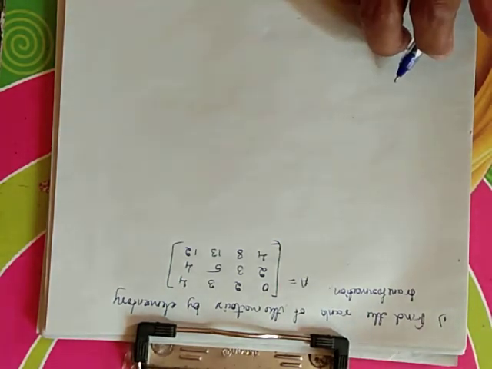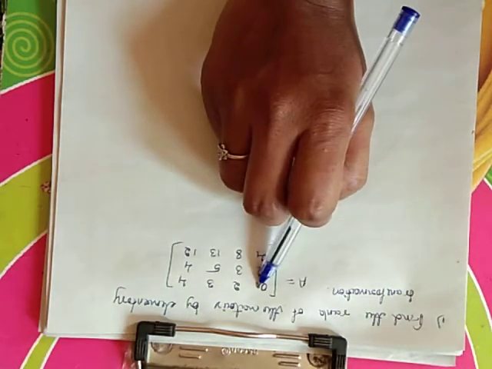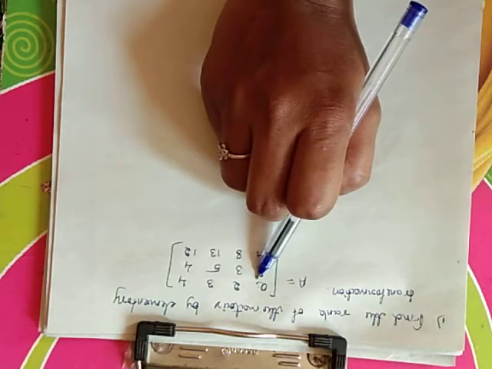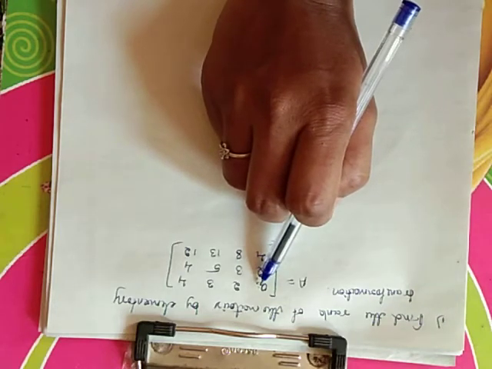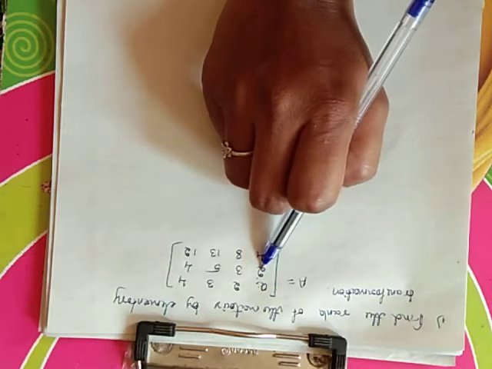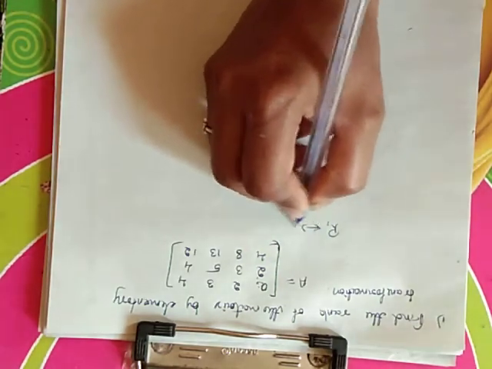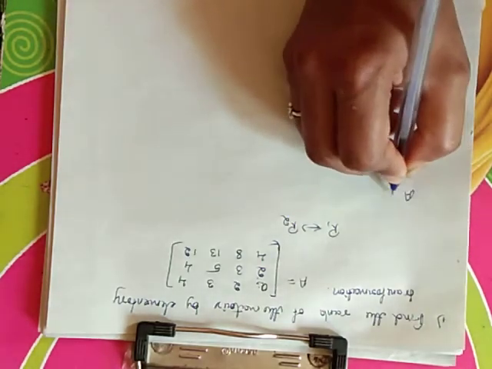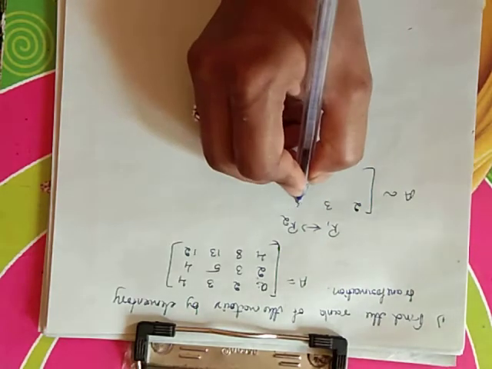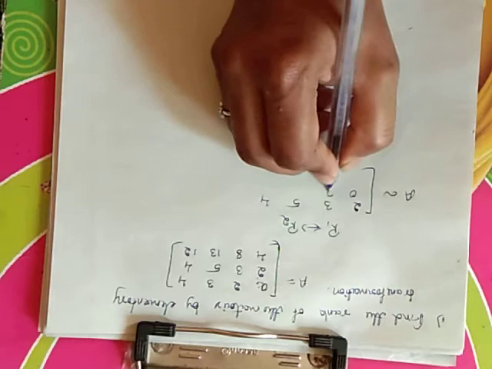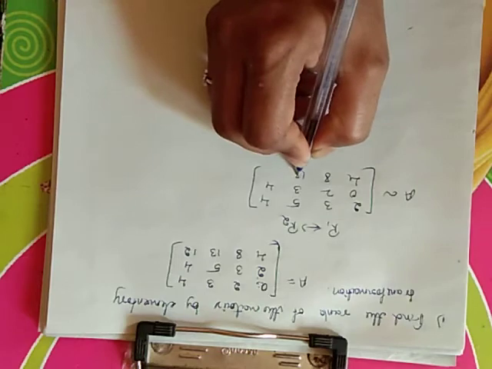According to our procedure, the first step is that the first element of the first row should not be 0. If it is 0, interchange with another row. Here the first term of the first row is 0, so I am going to interchange it with R2. So R1 interchange with R2. Now your matrix A is equivalent to: write down the entire second row in the first row, the first row in the second row, and keep your third row as it is.